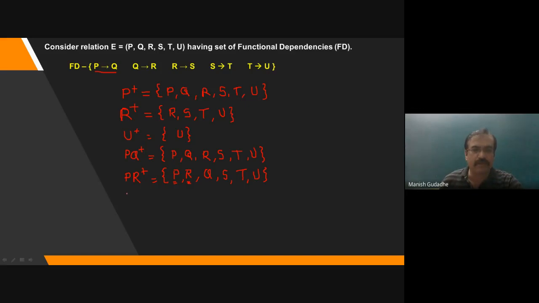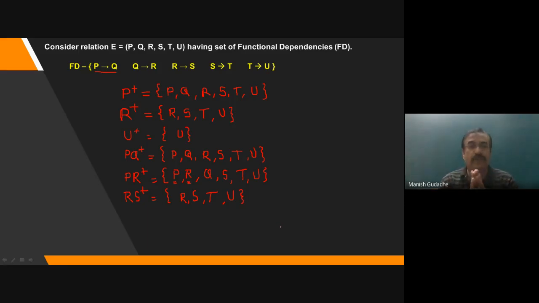One more example we'll take. Let us say that RS plus. RS plus is going to find out R, find out S, and then now R can determine S, which is already listed. S can determine T, and T can determine U. So this will be a closure of R plus.